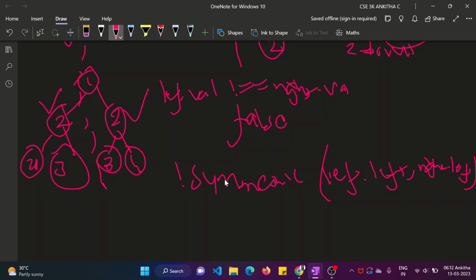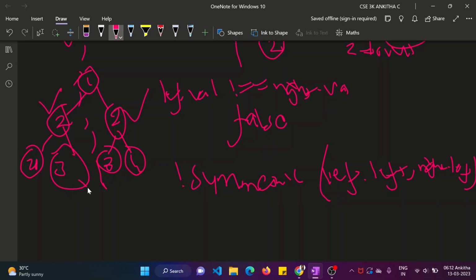This is one recursive call you have to give. Again, it will check for all the conditions: whether both left dot left and right dot left are null values, or left dot left is some value and right dot left is null, or right dot left is some value and left dot left is null. So all these conditions will be checked.